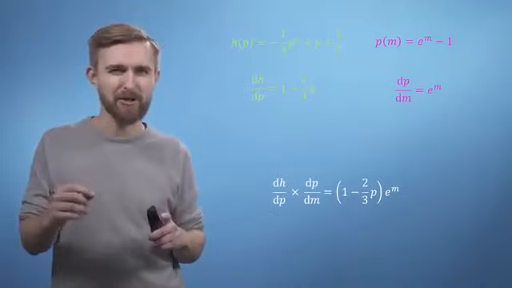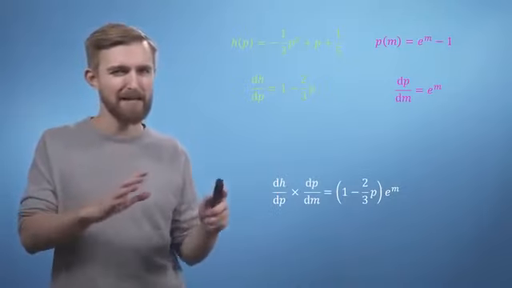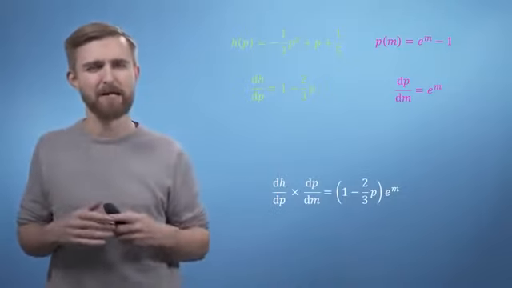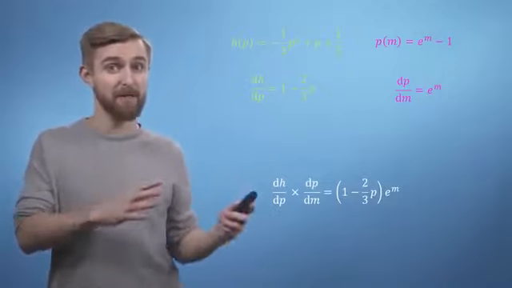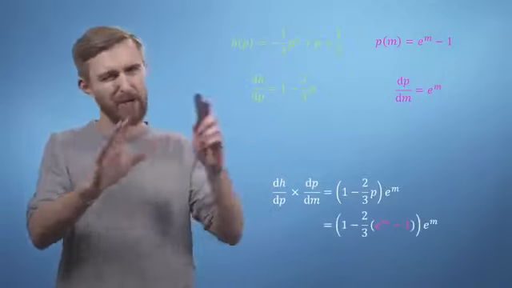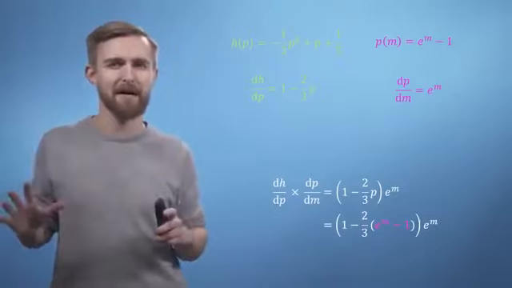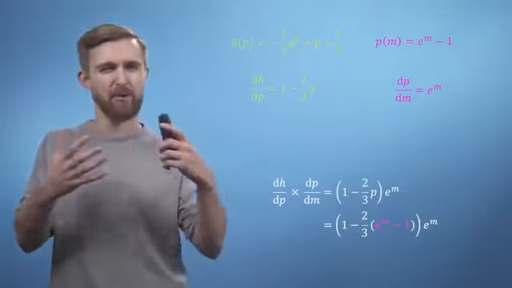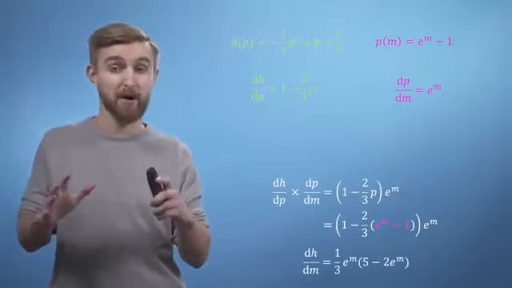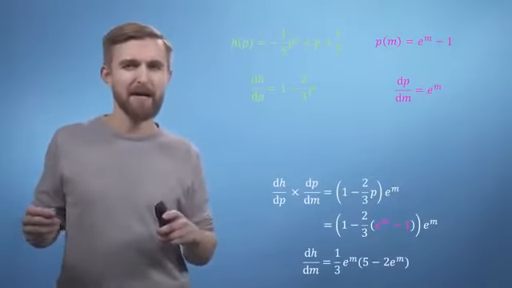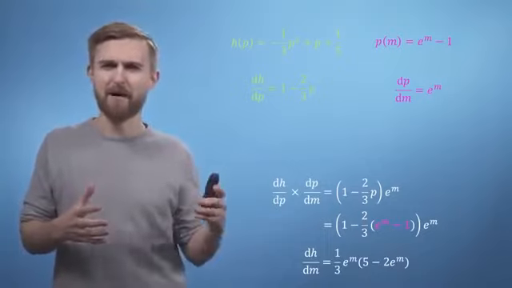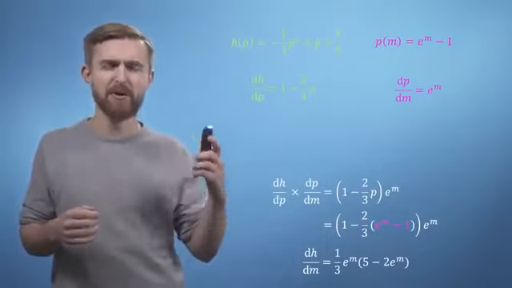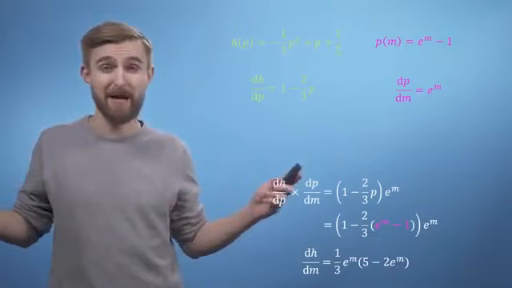However, we just need to remember that if we don't want pizza's p to appear in our final expression, then we just need to sub in our expression for p in terms of m. And then finally, by simply rearranging the terms, we recover the expression that we saw at the start of the video. So, dh by dm equals 1/3 e to the m times 5 minus 2 e to the power of m. And there we have it.